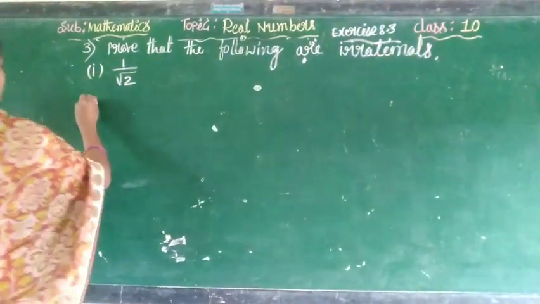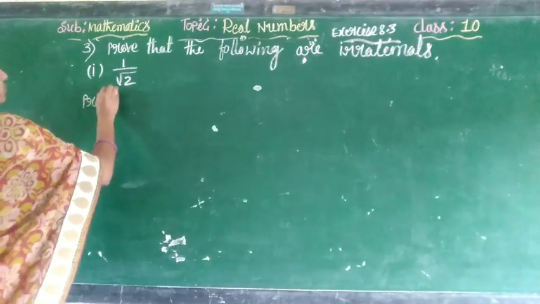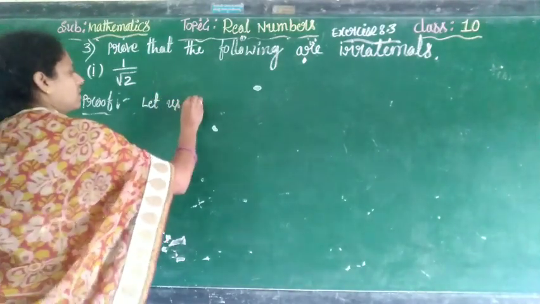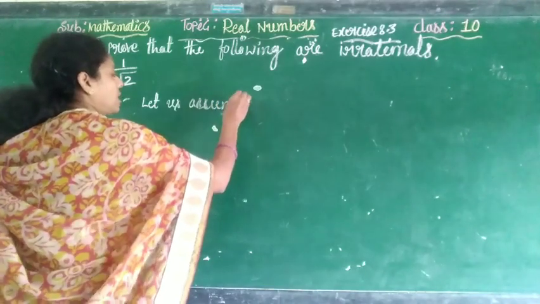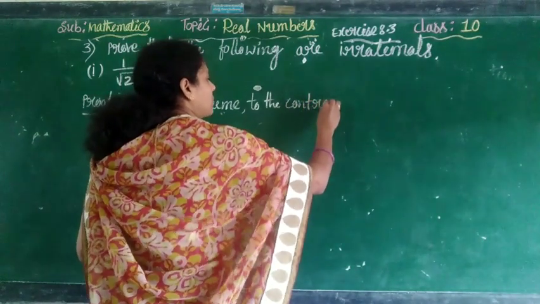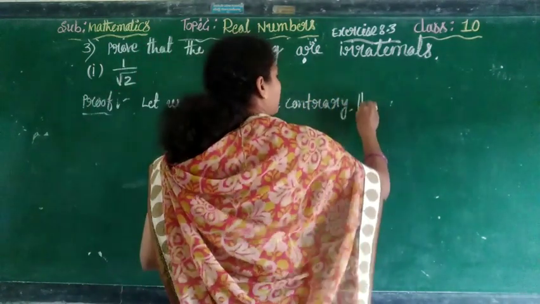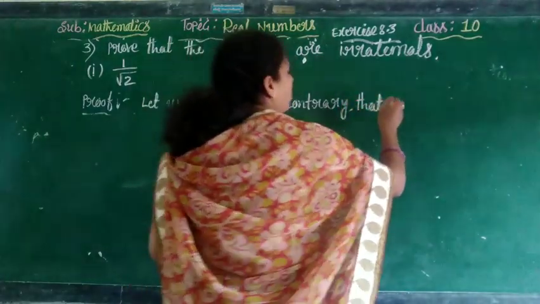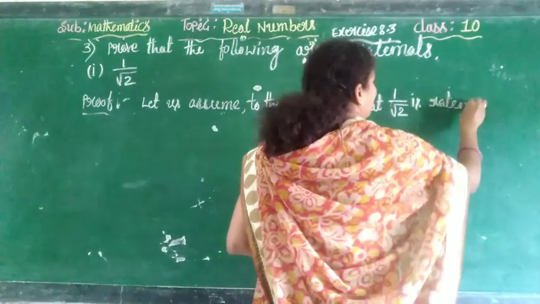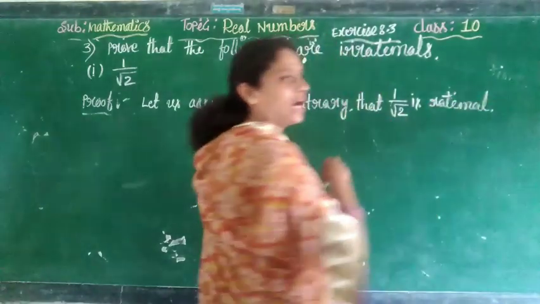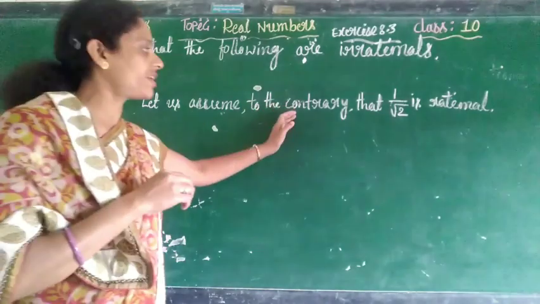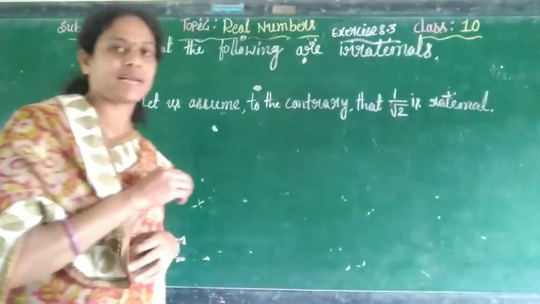Proof. Let us assume to the contrary that 1 by root 2 is rational. First we assume 1 by root 2 to be rational. Let us assume to the contrary that 1 by root 2 is rational.